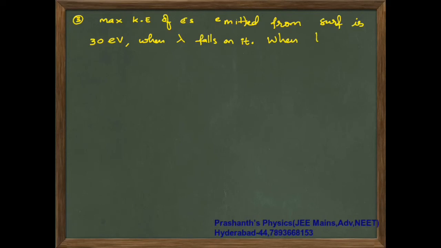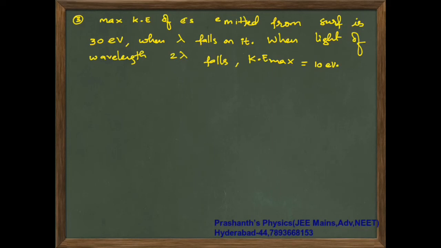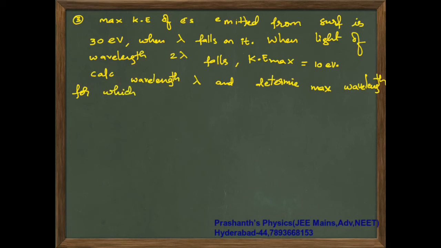When light of wavelength 2 lambda falls, your maximum kinetic energy KE max is 10 electron volt. Calculate the wavelength lambda and determine the maximum wavelength for which electrons are emitted from the surface.